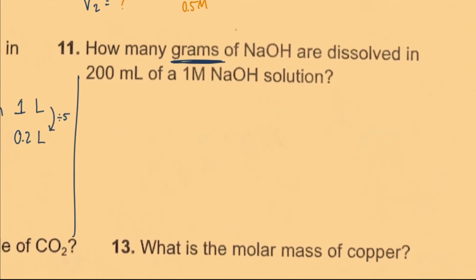Okay, so just like before, I'm going to start by listing what I know. I know that I have 200 milliliters. I also know how many liters that is. Anytime you see milliliters, you pretty much need to convert to liters. That's a good rule of thumb. So this is 0.2 liters. Remember, you can divide by 1,000, or you can move the decimal 3 places to the left. I also know the molarity. I know this is 1 molar. And I want to know grams this time.